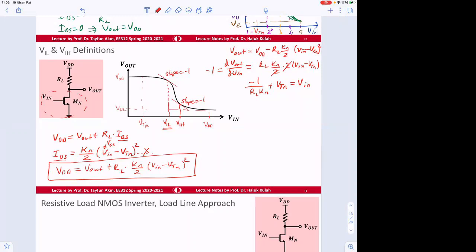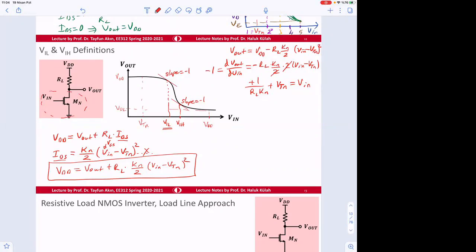Yes, there should be a minus sign here. So this is going to be plus. You're right. Thank you. Anything else? This seems correct, right?